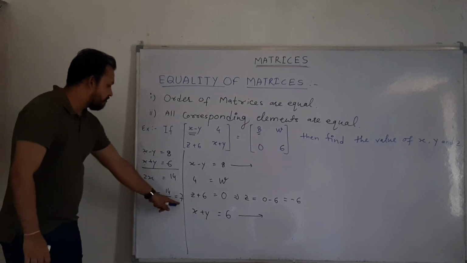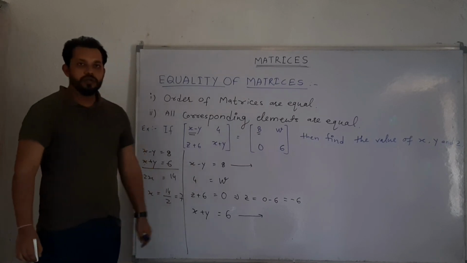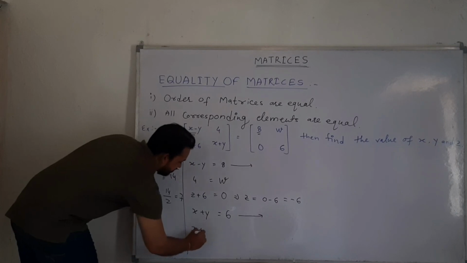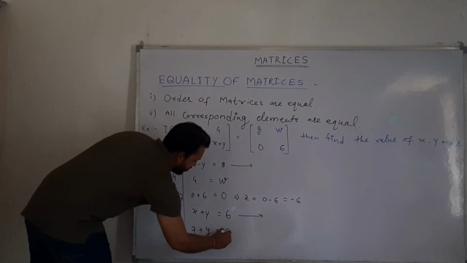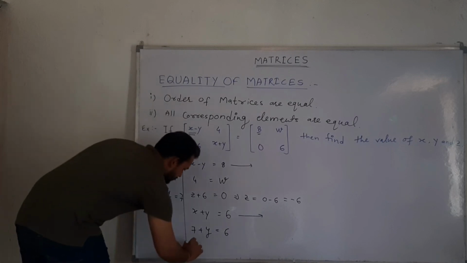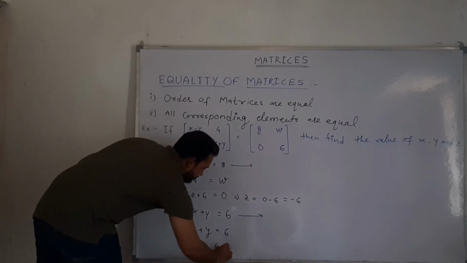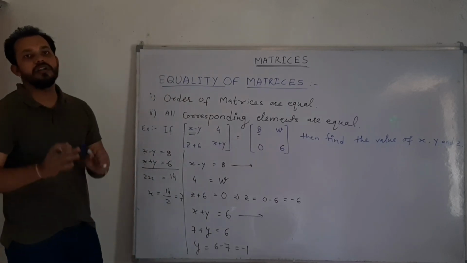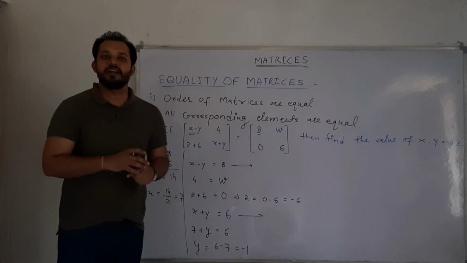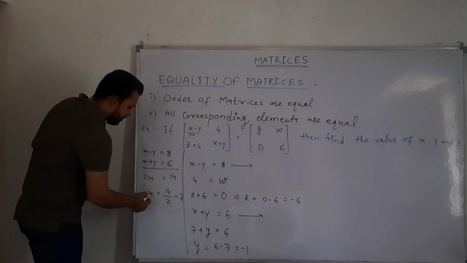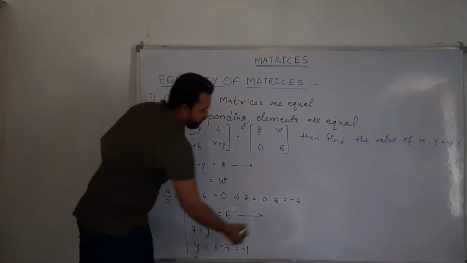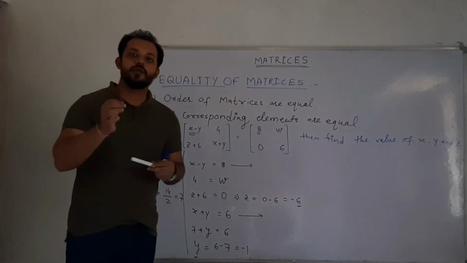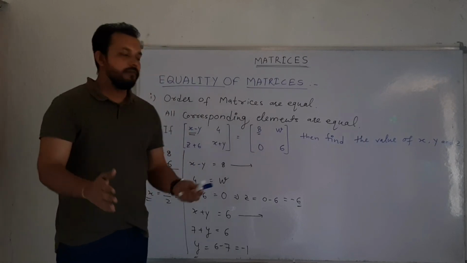Now we will put this value of x in any one of the two equations. When we put this value of x in this place, we will get 7 plus y is equal to 6. Hence, y is equal to 6 minus 7, which is equal to minus 1. Hence, we got all the values which are required. That is, the value of x we got here, the value of y we got here, and the value of z we got here. Hence, by using the concept of equality of matrices, we solved this problem.